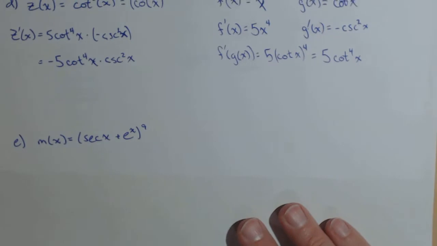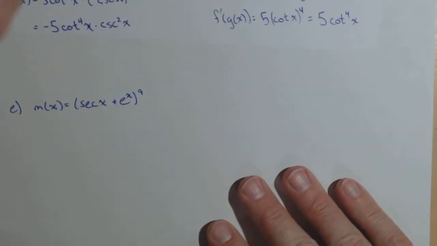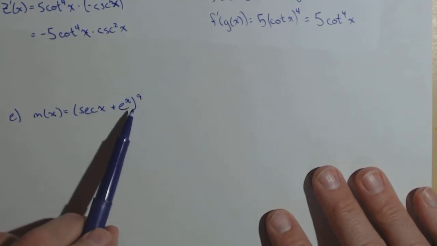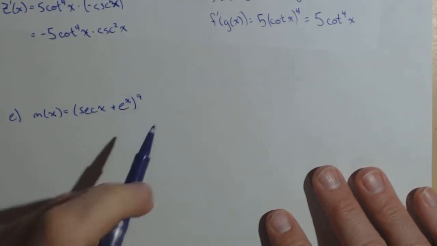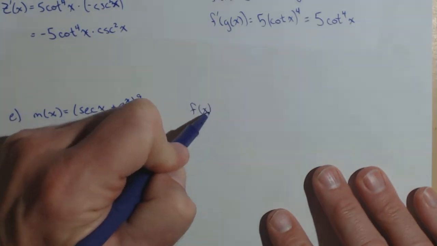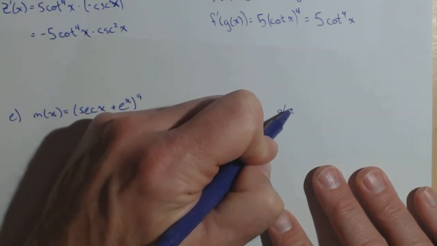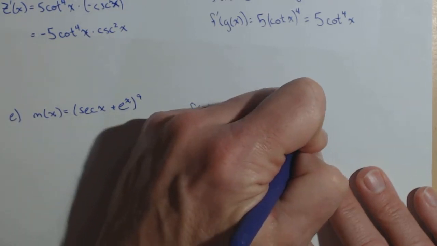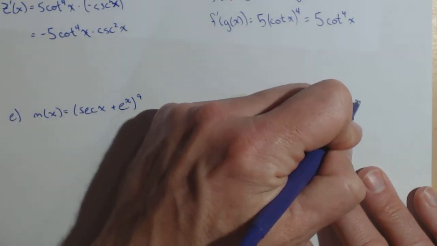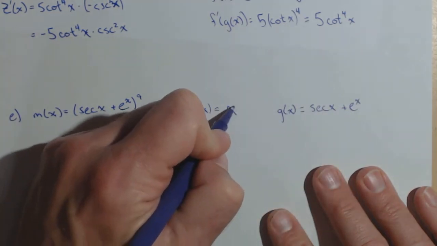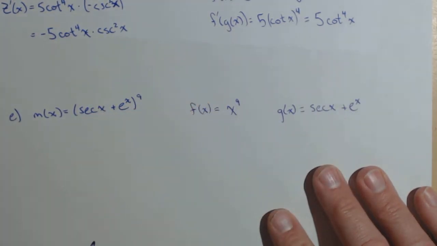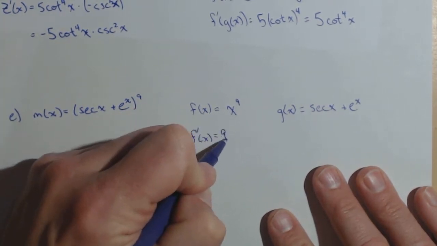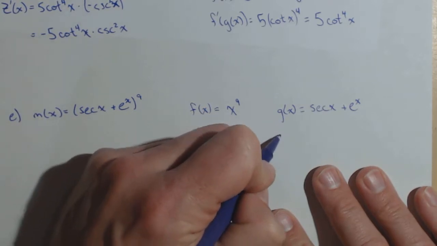Let's just do one more here. m of x is equal to secant x plus e to the x, all to the ninth. Anytime you have something like this inside parentheses raised to the exponent, it makes it a little bit easier to identify our inside and outside, because our inside function is going to be what's inside those parentheses, which is secant x plus e to the x. That leaves our outside function as a very simple x to the ninth, which also leads to a very simple derivative. f prime of x is 9x to the eighth.